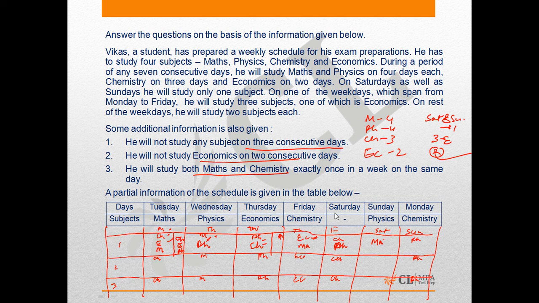Which means the only combination of three subjects that he can study on Monday is chemistry, economics and maths, and after that we'll have the arrangement that we have got. Now consider he studies three subjects on Tuesday, and these subjects are maths, that is already given, economics and physics. It may be chemistry also, that we'll consider later.